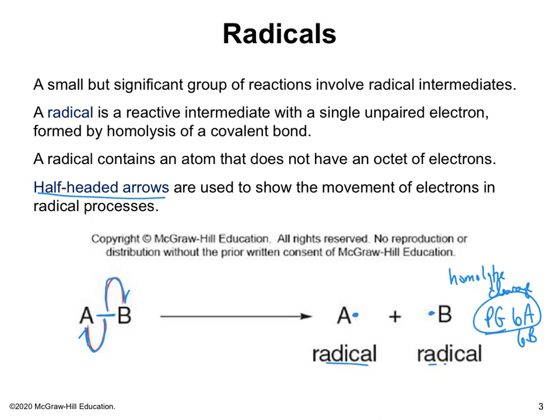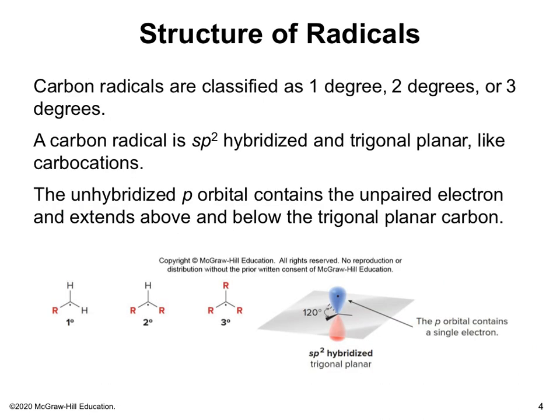So this is the half-headed arrow, and this is a radical. Radicals are not charged. There's no ions. There's no cation or anion. So the structure of a radical is sp2 hybridized. So this means that this one electron here is going to be in an unhybridized p orbital. And so the unhybridized p orbital is above and below the plane. The R groups, so the hydrogens here, are all flat, planar, and they're 120 degrees from each other.